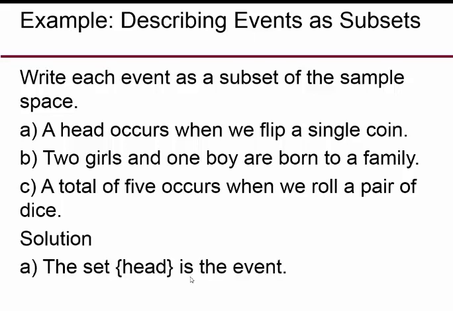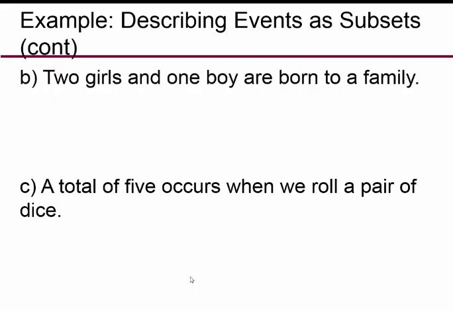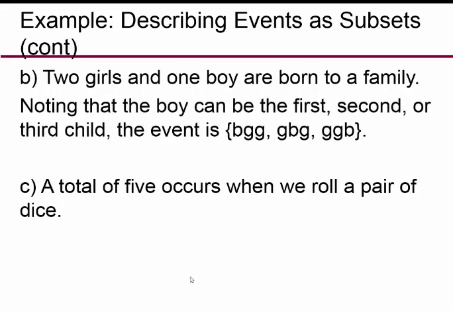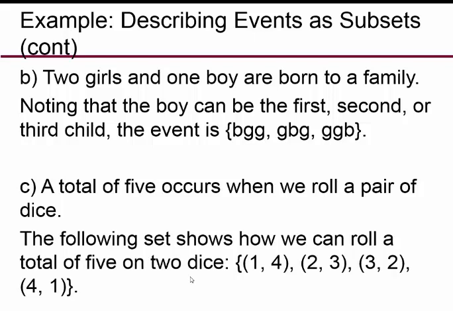And so the first one, the set just ahead, is the event. 2 girls and 1 boy are born to a family. Now, noting that the boy can be first, second, or third, the event will be boy, girl, girl; girl, boy, girl; or girl, girl, boy. And we can get that from the previous sample space that we found. Then a total of 5 occurs when we roll a pair of dice. And so the following set shows how we can roll a total of 5 on 2 dice.